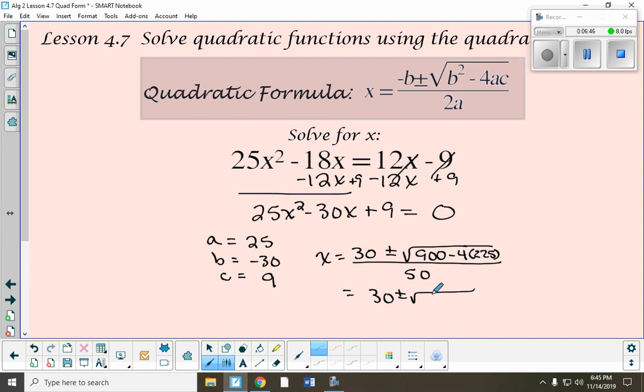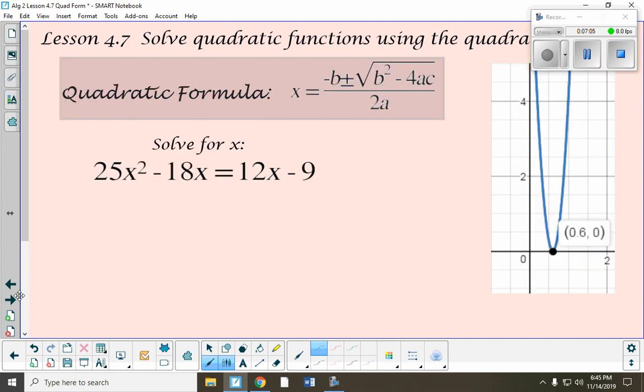900 minus 900 is actually 0. So 30 plus the square root of 0. The square root of 0 is 0. So that would be 30 over 50, which is just 3/5. So there's actually just one answer to that one.